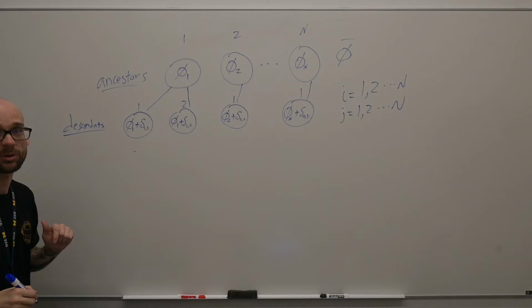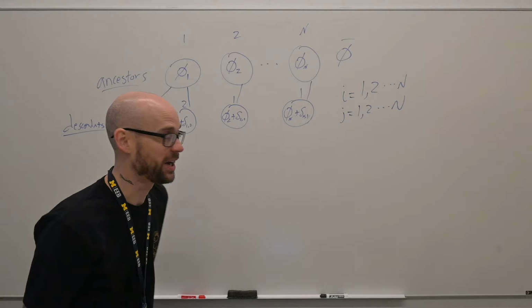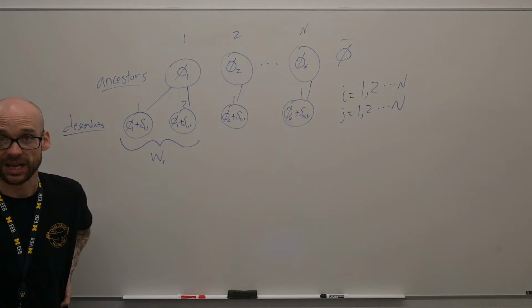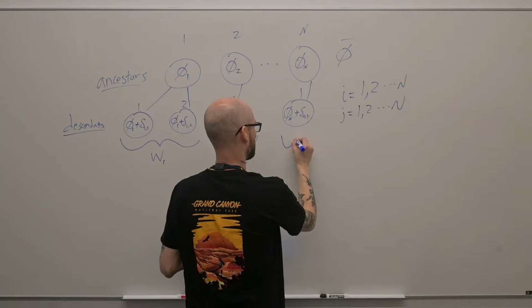Okay? Those are all of our descendant generations, and the last thing that we need to know is fitness, okay? We need to define fitness. So the fitness of individual 1, so W sub 1, is simply equal to the number of offspring they have. In this case, it's 2. For this one, there's only one offspring for individual 2, and all the way up to individual N, who also only has one offspring. Okay?